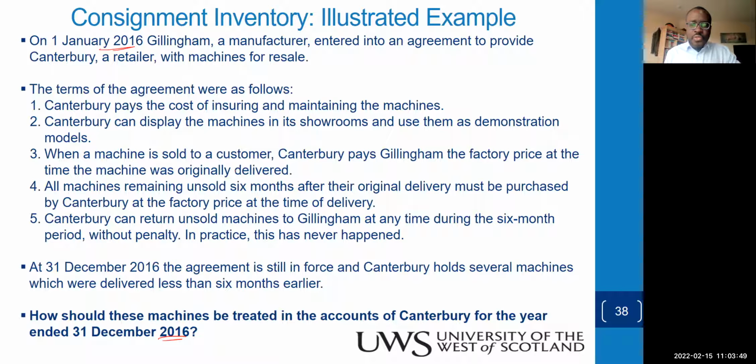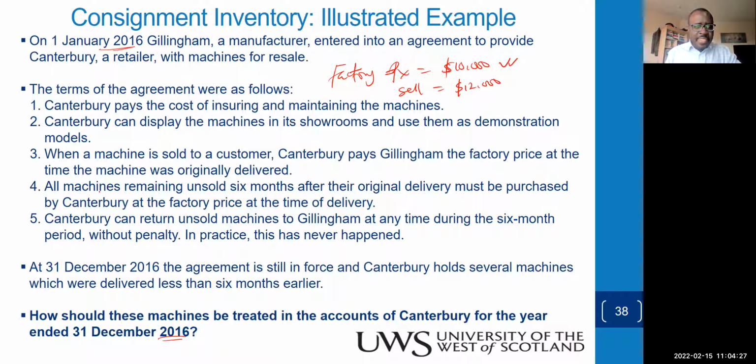Whenever a machine is sold to a customer, Canterbury will pay Gillingham the factory price at the time the machine was delivered. Oh, that was interesting. So if the factory price is, let's say, 10,000, but I sell it for let's say 12,000, I will end up paying you, the manufacturer, 10,000, and I take some 2,000 as profit. It makes sense. After I'm insuring it, I'm maintaining it. Okay, that will also cover some of my operational costs.